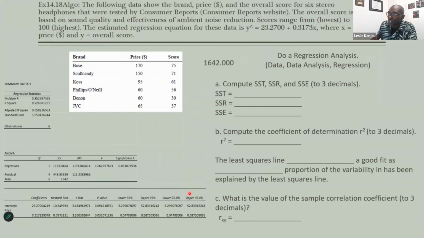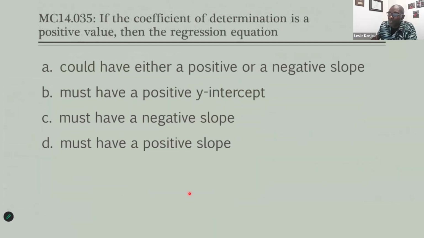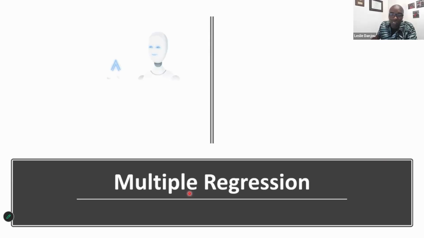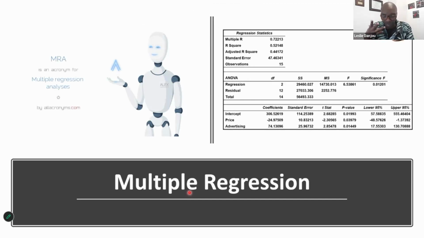So we're going to keep this thing rolling with some examples. And these are all from chapter 14. Chapter 15 talks about multiple regression. Multiple regression is the same as just a regular regression. The only difference is that you have multiple independent variables.